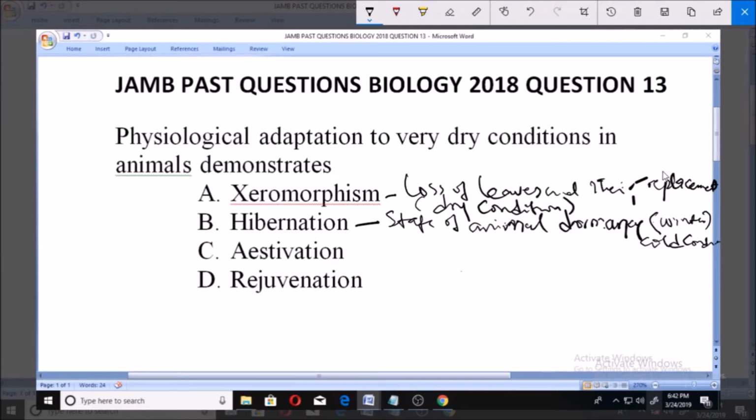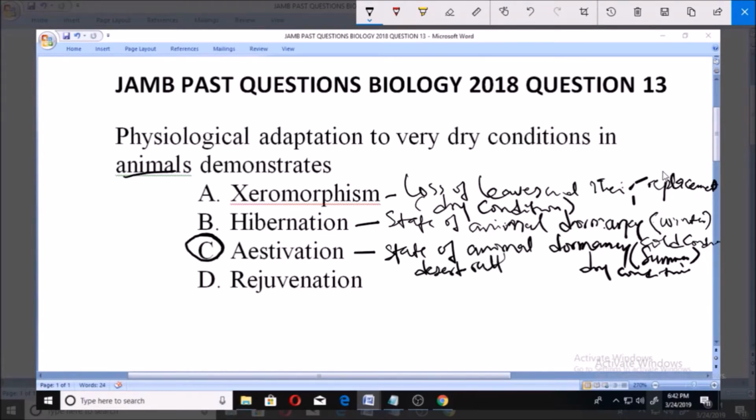Then estivation is also a state of dormancy or adaptation, but this time during hot seasons. So it is a state of animal dormancy, a form of adaptation that happens during summer or in very dry conditions for animals too. And you see that we are talking about animals here, so xeromorphism is not very close to what we are saying, though it happens in dry conditions. But estivation is the physiological adaptation to a very dry condition in animals. Animals like the desert rattlesnake have such an adaptation, estivation. And you can talk about scorpions too.